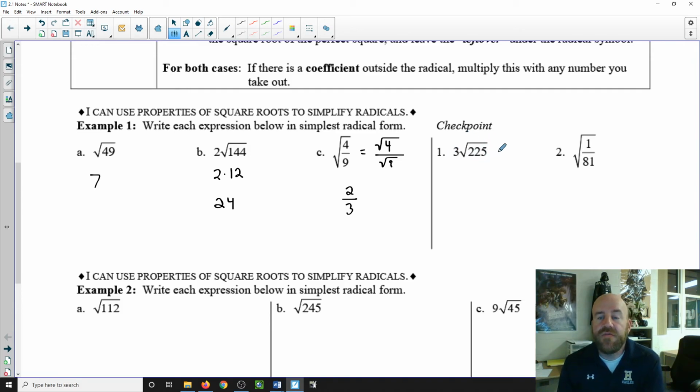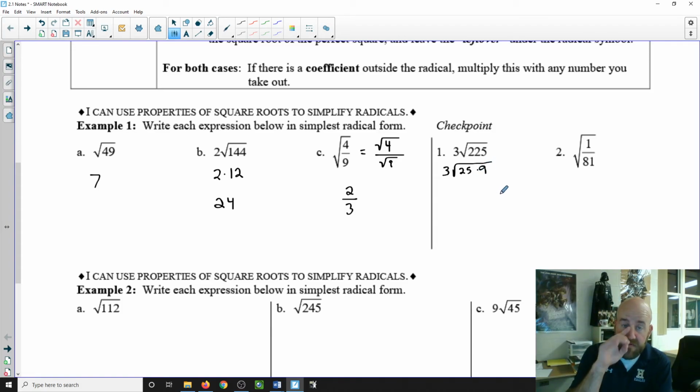We need to think, so 225, we need to think about what times what is 225. So this could be a little tricky. So what you want to do is, let's try to divide out a number that you think might divide out that is a perfect square. So like 225 divided by 25 is 9. So we have 3 times, and this is what you want to do. You want to write 25 times 9.